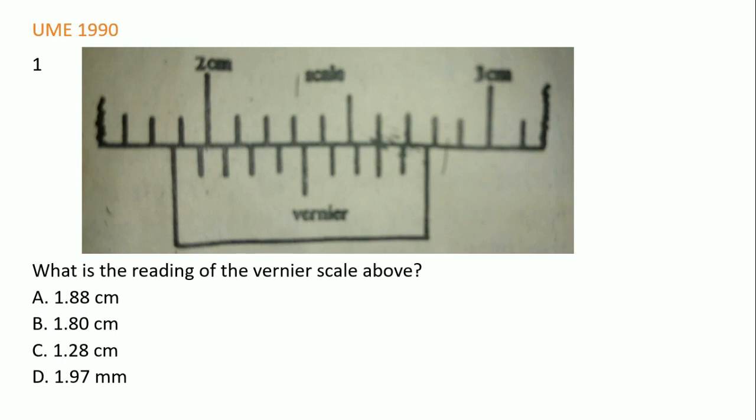What is the reading of the vernier scale above? Now, this is a large or zoomed-in view of a reading on a vernier caliper. A vernier caliper has two scales, the main scale and the vernier scale. What you've got to understand is that each division on the vernier scale is 0.01 cm lesser than each division on the main scale.